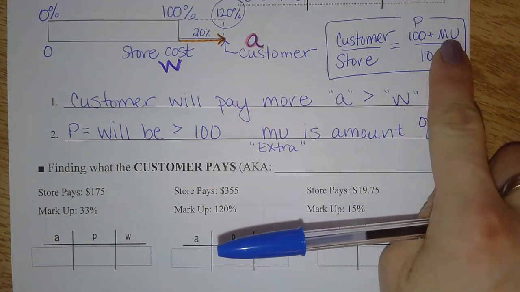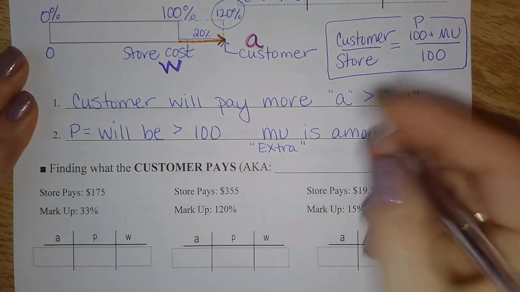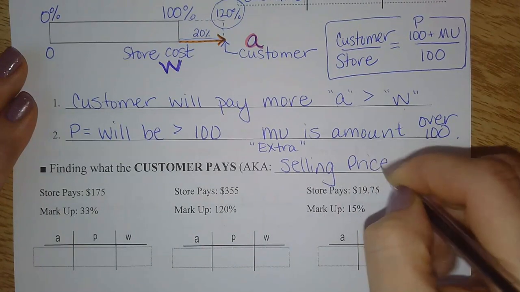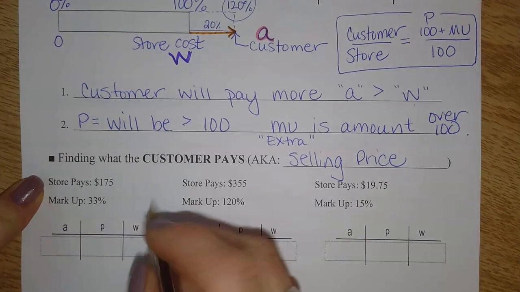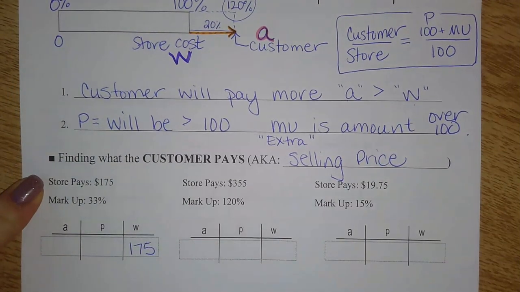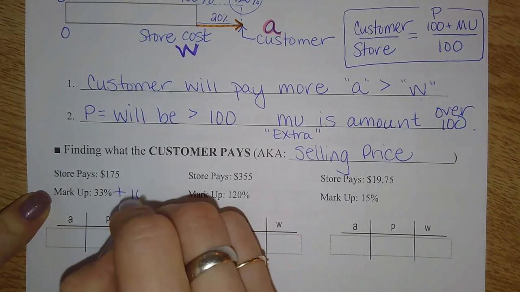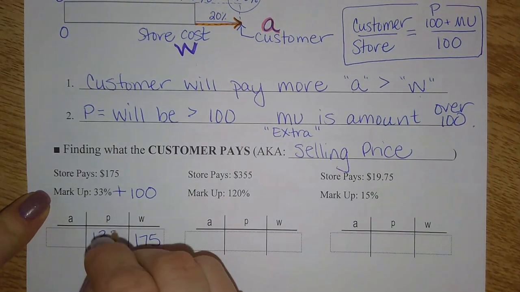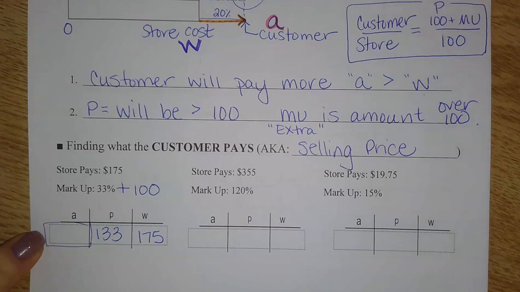Okay, so we're going to use this proportion here and do one of each type of question as we go. So finding what the customer pays. This is sometimes referred to as the selling price. What is Walmart going to put on the price tag when they go to sell that item, right? Okay, so if they tell us what the store paid, that's always your W. The store paid $175 for something. They marked it up an extra 33% on top of what they already paid, the 100%. So we get 133 here for the percent that the customer is going to pay. And we're looking for that answer.